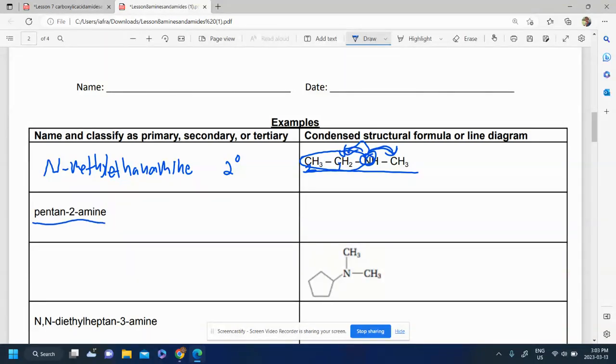Pentan-2-amine. Pent meaning 5, so we have 1, 2, 3, 4, 5. And on carbon number 2, we have our amino group, which is the NH2 when there's nothing else connected to it. You could also do this: 1, 2, 3, 4, 5, CH3, then we have an NH2 over here, an H, H2, H2, H3. Pentan-2-amine.